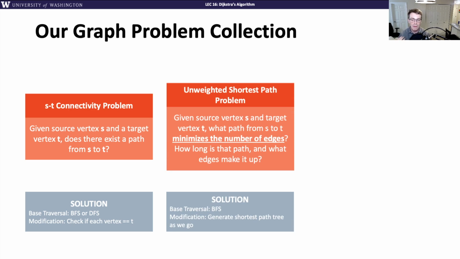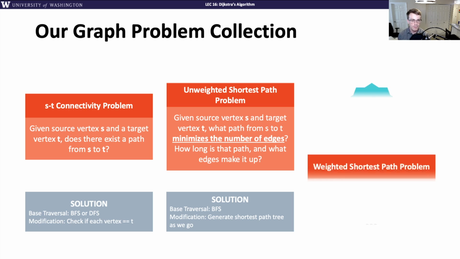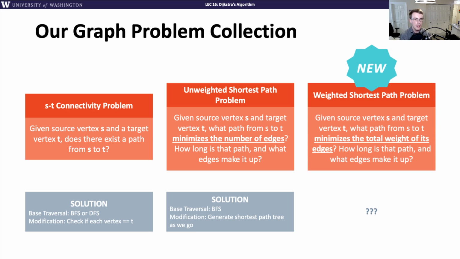We then upped the difficulty a little bit with this unweighted shortest path problem, where we're trying to find the shortest path between two given nodes, such that that path had the fewest number of edges. And our solution there was using a modified breadth first search that stores this extra information for the shortest path tree. Now what we want to tackle today is what we call the weighted shortest path problem.